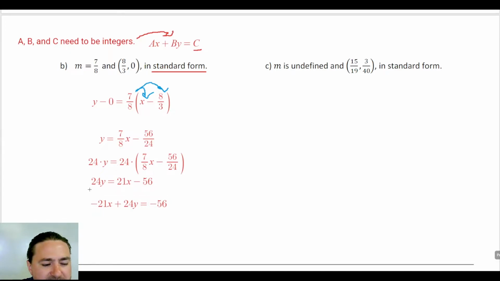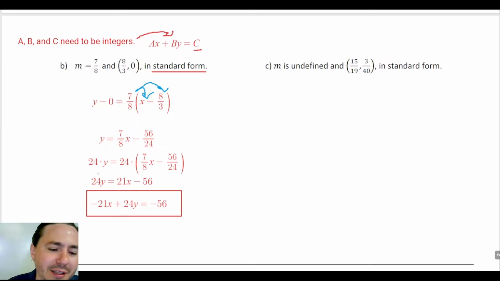I know some textbooks will say that the leading term has to be positive. I don't know, I mean, some don't, so it's okay if you leave this negative, as far as I'm concerned. Okay, so that's standard form.